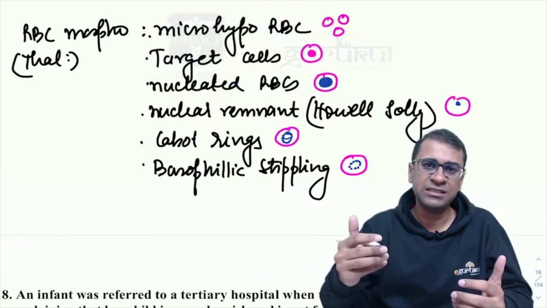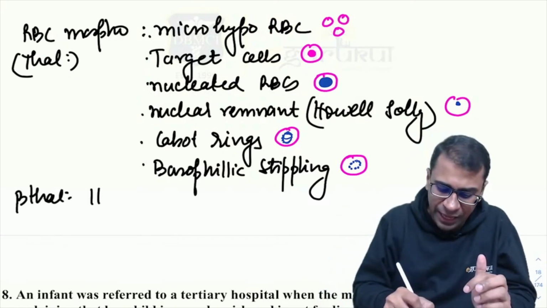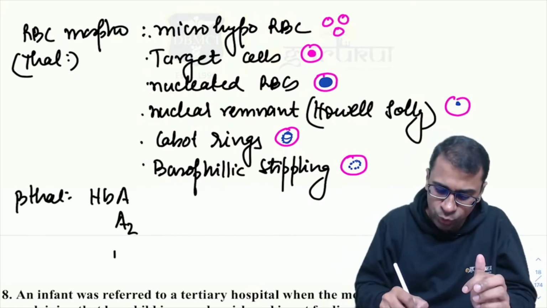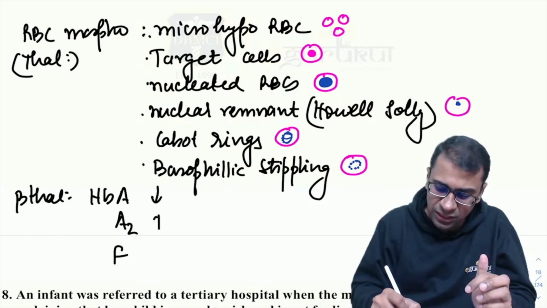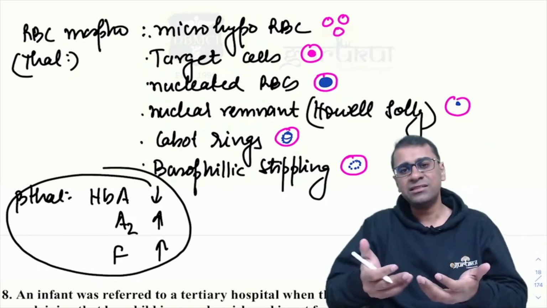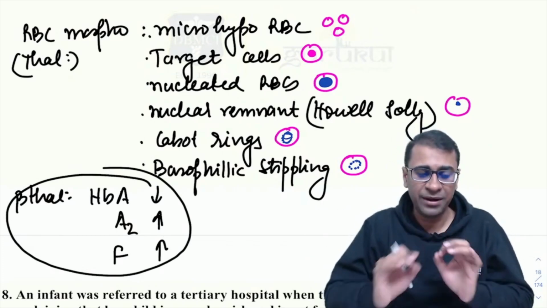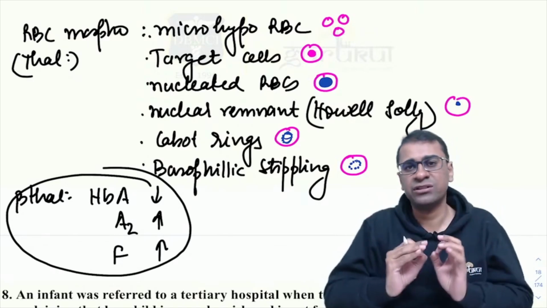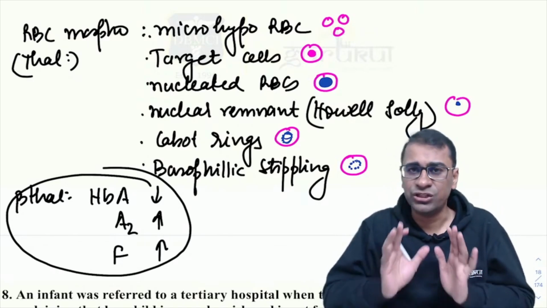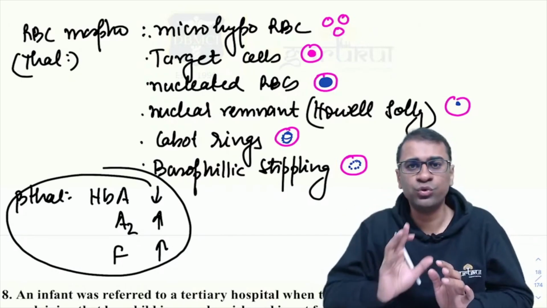What happens in HPLC? In beta thalassemia, remember what will happen to HbA, A2 and F. A will decrease, A2 and F will increase. So simple. But again, I repeat, the best way of diagnosing thalassemia is genetic mutation analysis. If you have that in the option, do not choose HPLC.